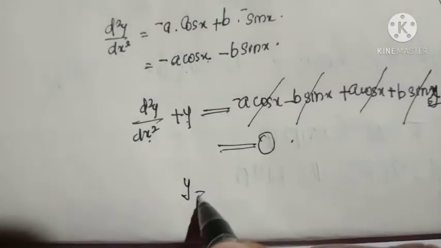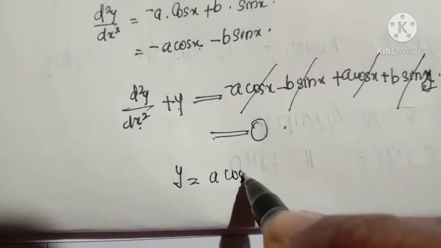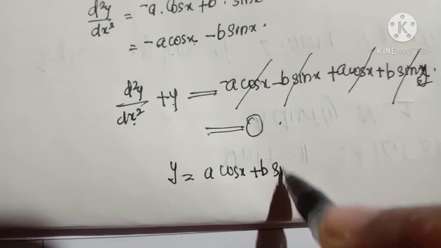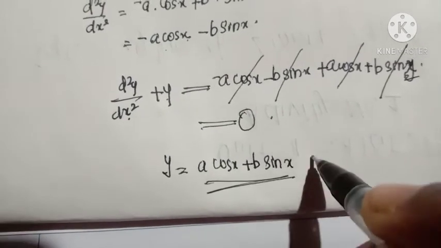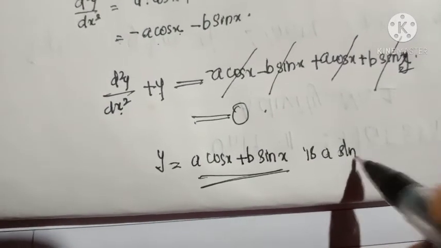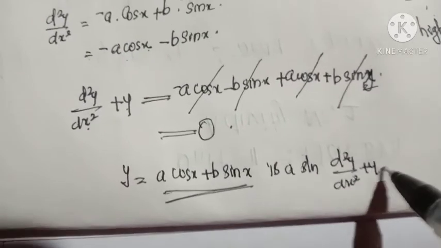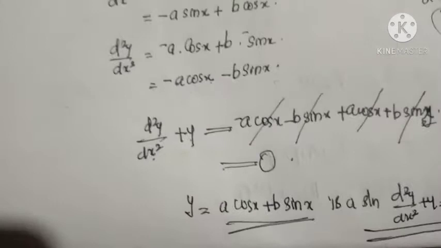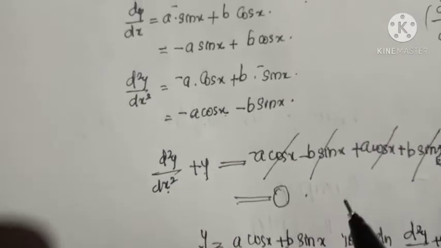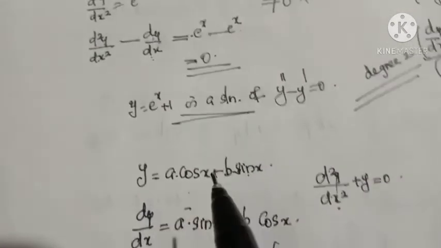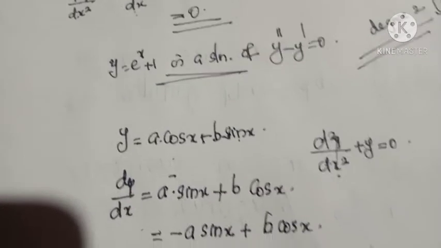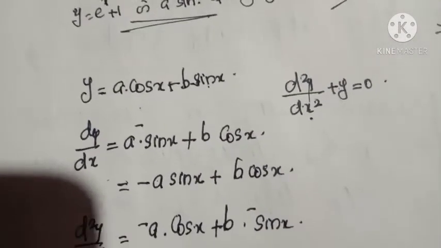So we can say that y equal to a cos x plus b sin x is a solution of which equation? d square y by dx square plus y equal to 0. Okay. So in this manner we can verify whether a function is a solution of any given differential equation.